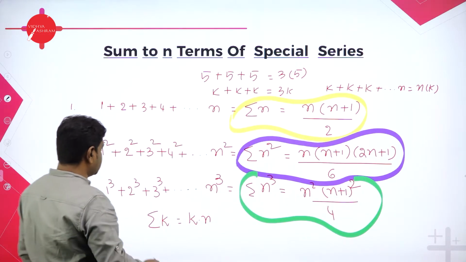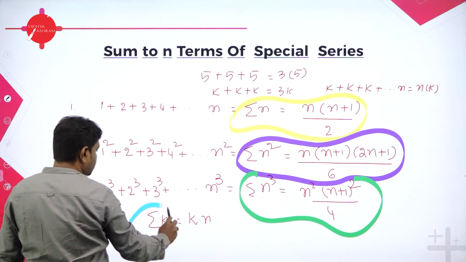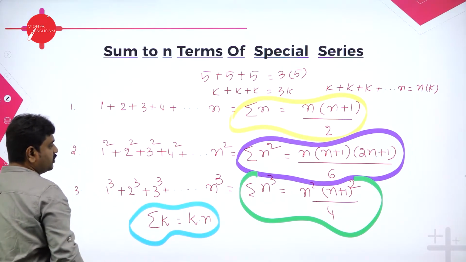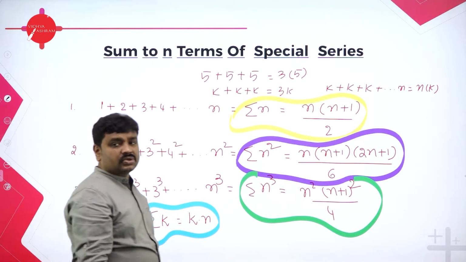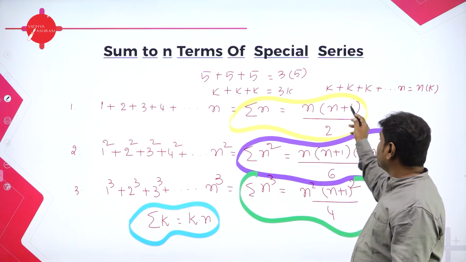So these three formulae. And the last but important, sigma constant. What is sigma constant? Sigma k is kn. So please become thorough with this formula. So 1 plus 2 plus 3 and so on, n is what? Sigma n. Sigma n is what? N into n plus 1 by 2.